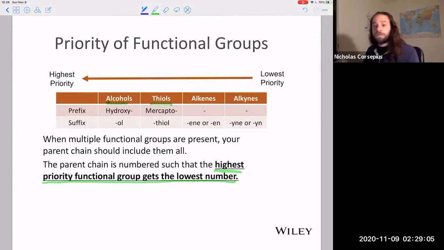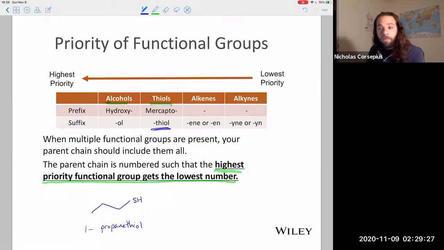When we have just a thiol all by itself, something like this, this would be propane thiol, right? It's actually 1-propane thiol. We use the suffix thiol, okay? When we have both an alcohol and a thiol group in there, we're going to refer to the higher priority group by its suffix and the lower priority group by its prefix.